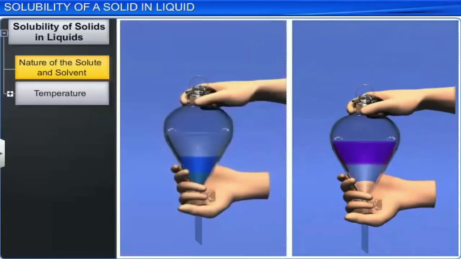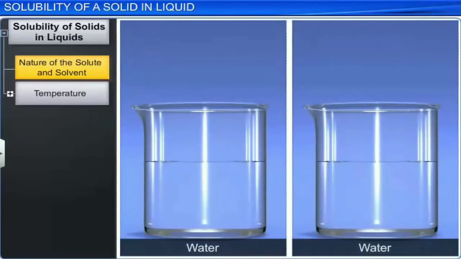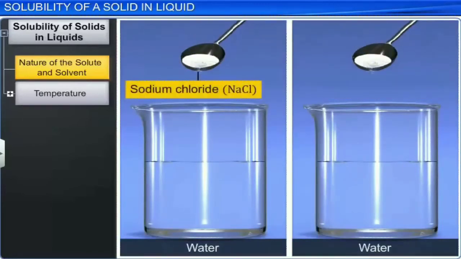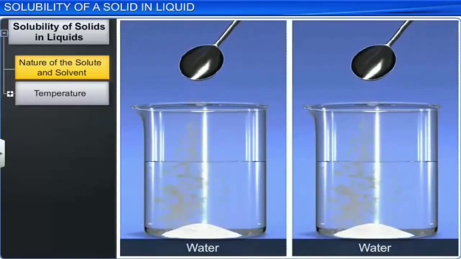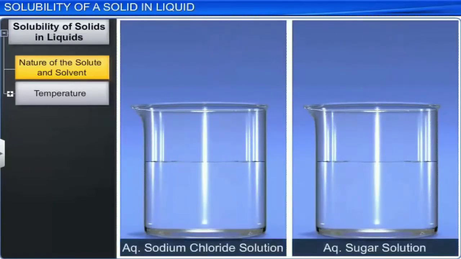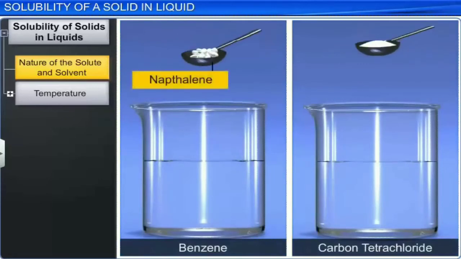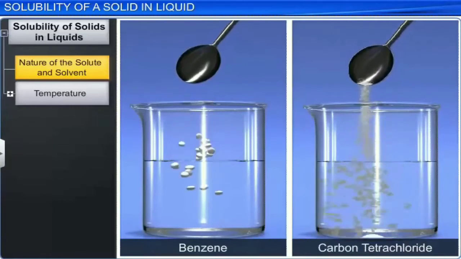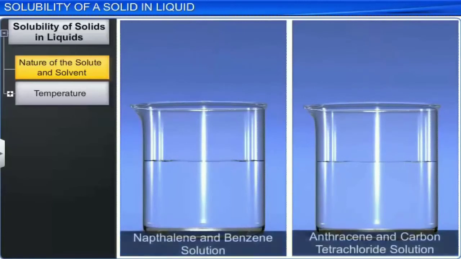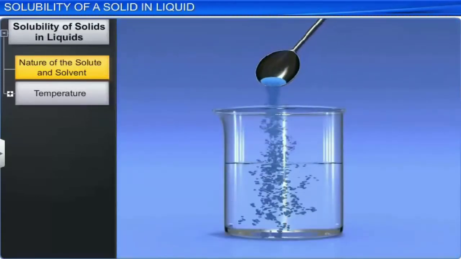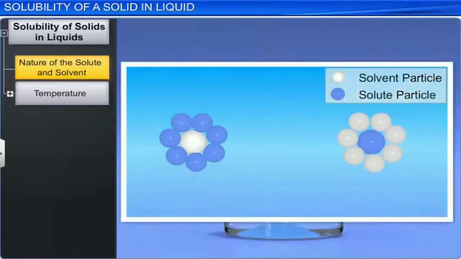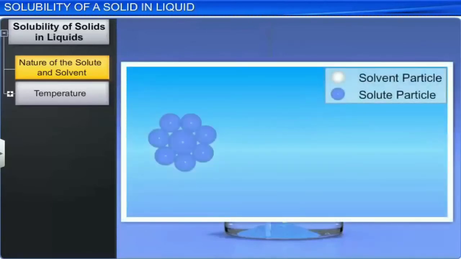Therefore, polar or ionic molecules like sugar and sodium chloride dissolve in water molecules which are polar, while non-polar molecules like naphthalene and anthracene dissolve in solvents like benzene and carbon tetrachloride, which are non-polar. This behavior can be explained in terms of the interaction between particles of the solute and the solvent. The solubility of ionic compounds is the result of the strong electrostatic interaction between the ions of the solute and the polar molecules of the solvent. The solubility of non-polar solutes is the result of similar solute-solute, solute-solvent, and solvent-solvent interactions.